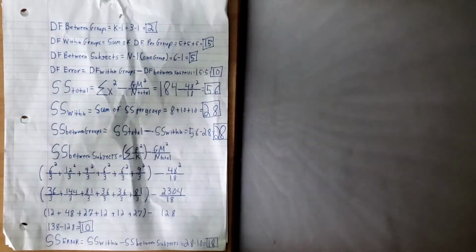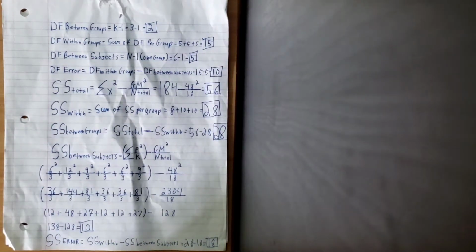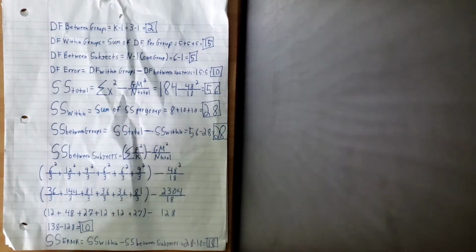All right, repeated measures ANOVA. This is worksheet question 1. If you're looking at the chart on the worksheet, you'll see that there are 3 groups. The only difference between this and a one-way ANOVA is the groups use the same participants.